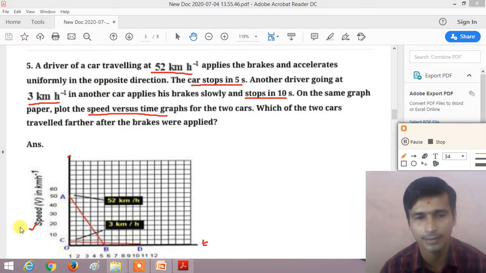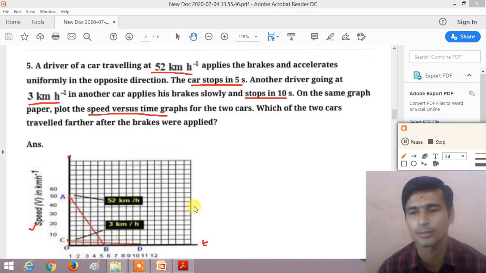So first of all, indicate the initial speed of both the cars. At time t equal to 0, the initial speed of car A is 52 kilometer per hour. So we indicate this point, 52 kilometer per hour. And at time t equal to 0, the initial speed of the other car is 3 kilometer per hour. So point C indicates the initial speed of 3 kilometer per hour.